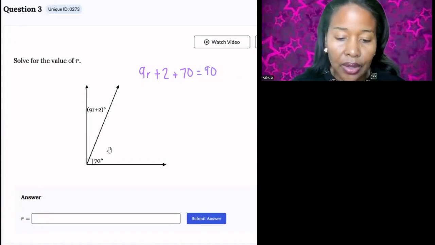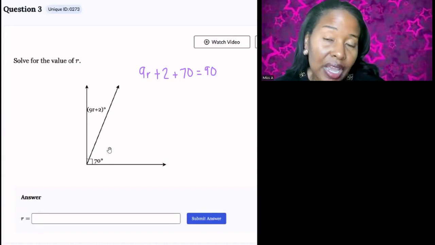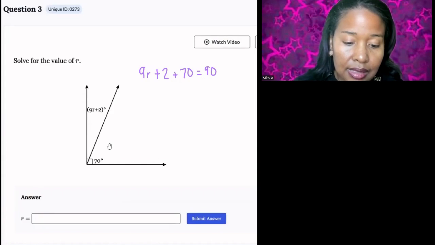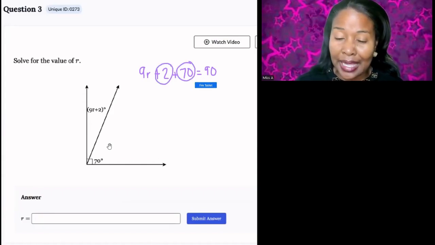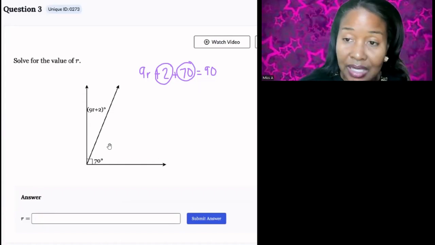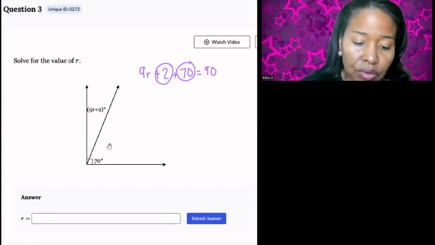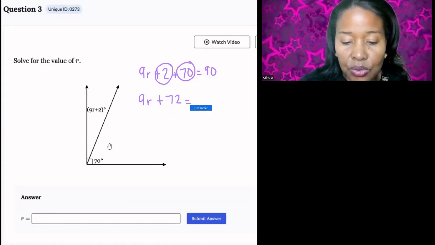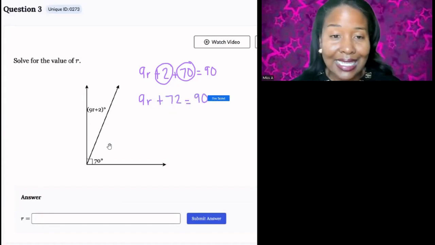All right, here we go. I want to try to simplify this problem by combining any like terms. And look at this, I could add this 2 and this 70. Those are like terms, aren't they? Right? So 2 plus 70, that just gives me 72. So I'm going to rewrite the equation: 9r plus 72 equals 90.